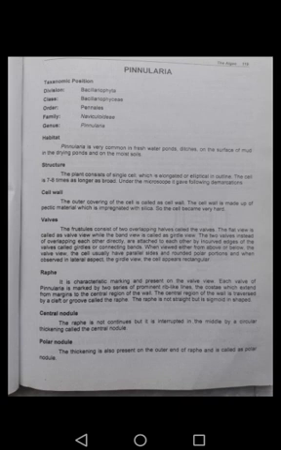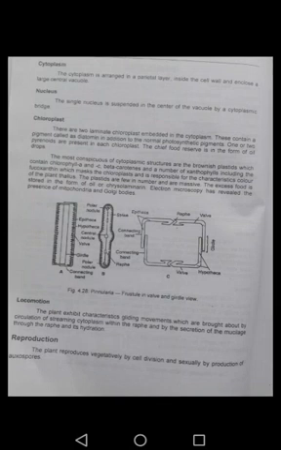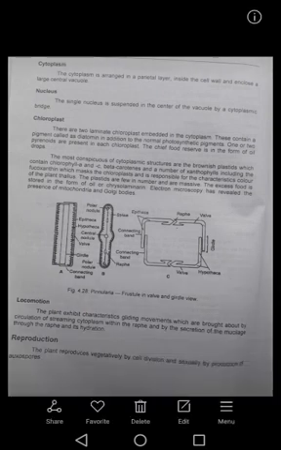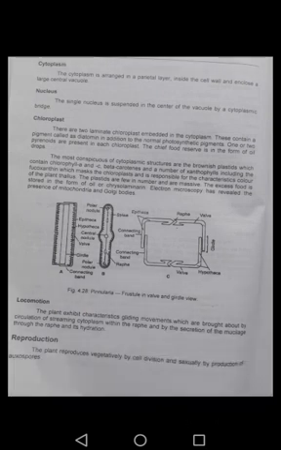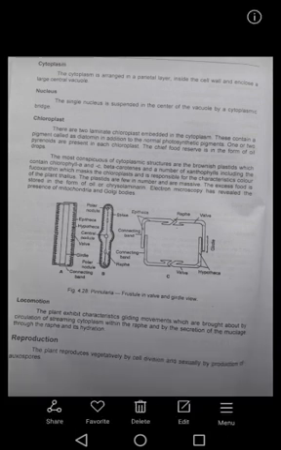Okay, then cytoplasm. If we look at it, the cytoplasm is arranged in the parietal layer inside the cell wall and encloses a large central vacuole. Nucleus: a single nucleus is suspended in the center of the vacuole by a cytoplasmic bridge. Chloroplast: there are two laminate chloroplasts embedded in the cytoplasm. These contain a pigment called diatomin. In addition to the normal photosynthetic pigment, one or two pyrenoids are present in each chloroplast.